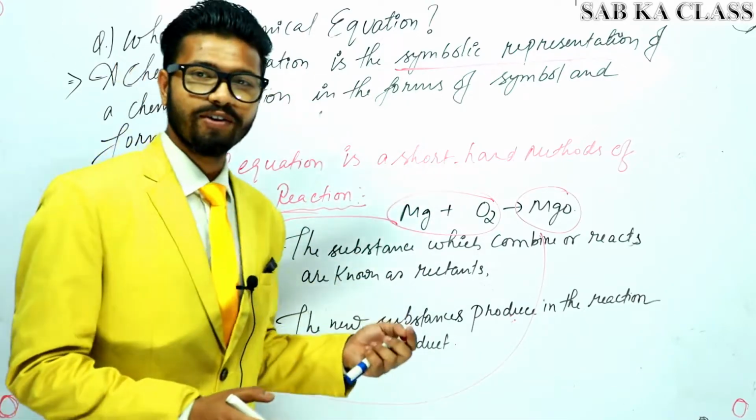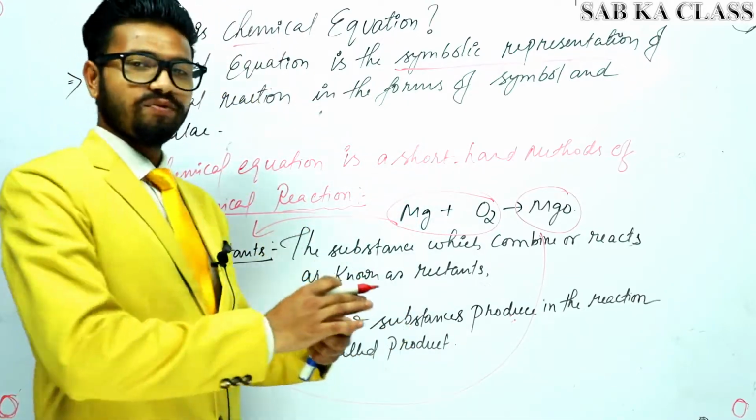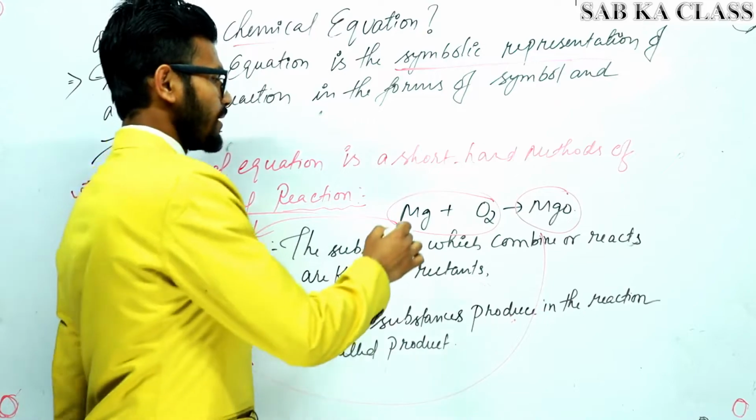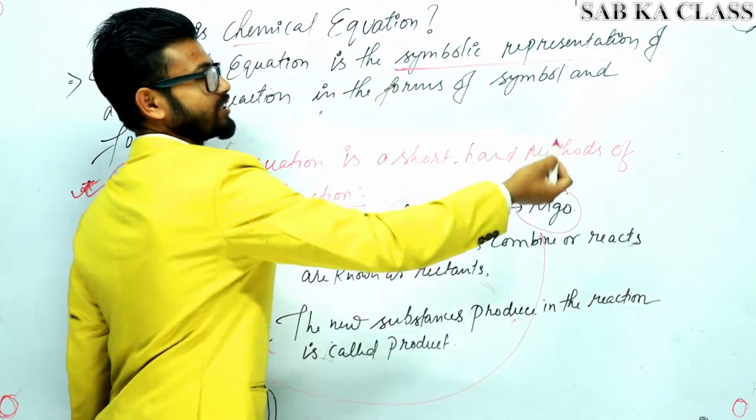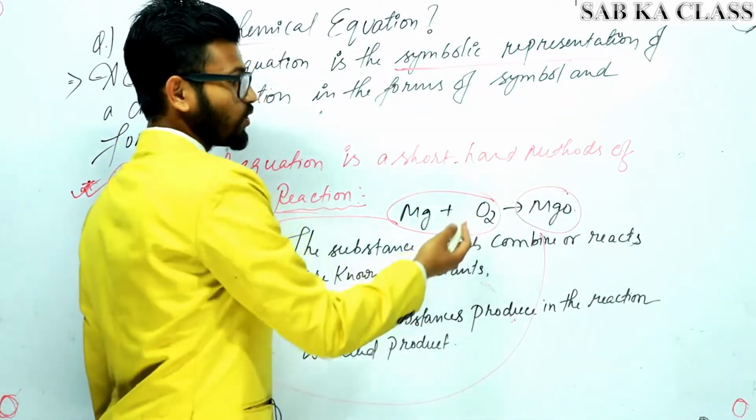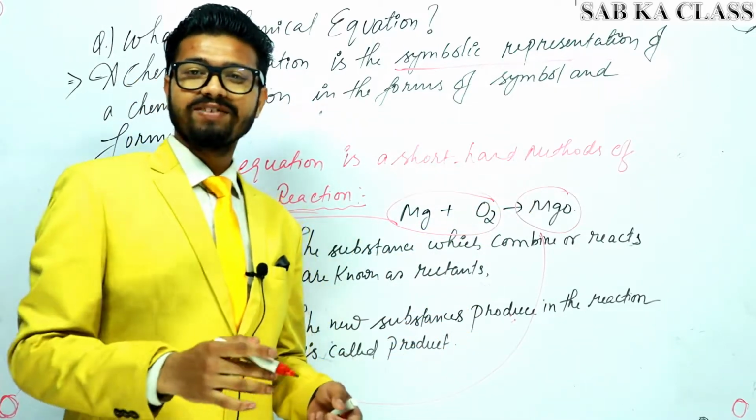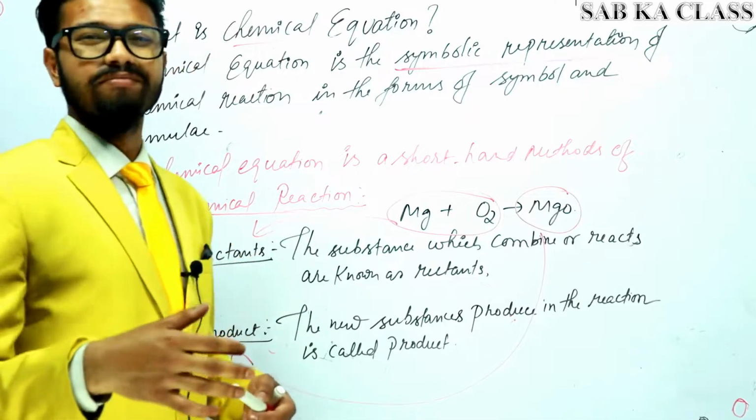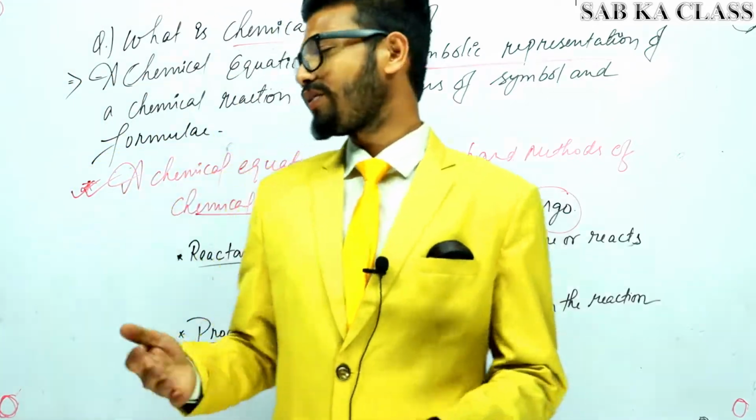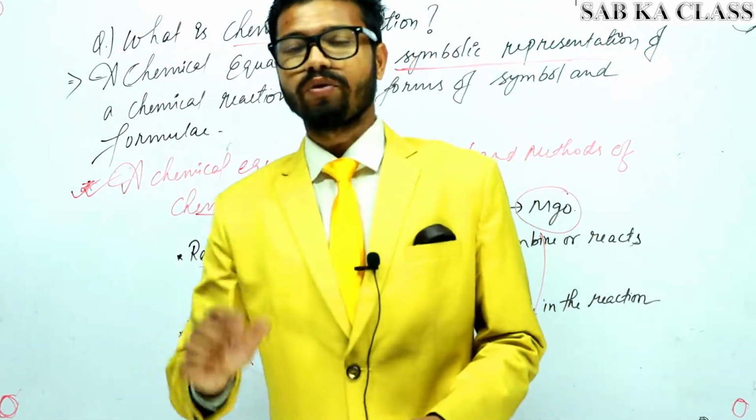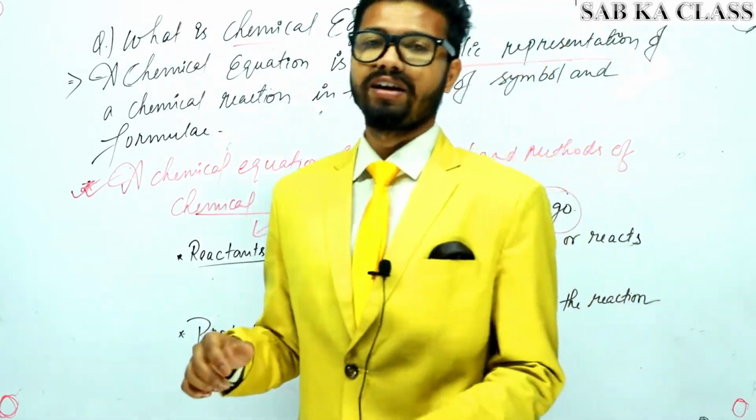Similarly here also, instead of writing the full lengthy words, suppose instead of magnesium plus oxygen, what do we write? Mg plus O2 gives you MgO. Otherwise you have to write it in words, so it's very tough. So what do we do? We write in a short form, a symbolic representation, so that we can understand better.